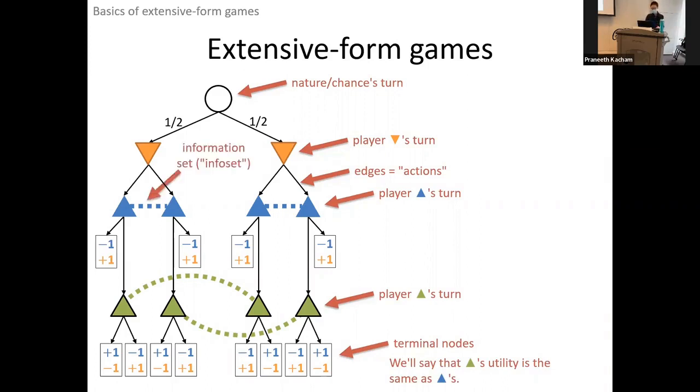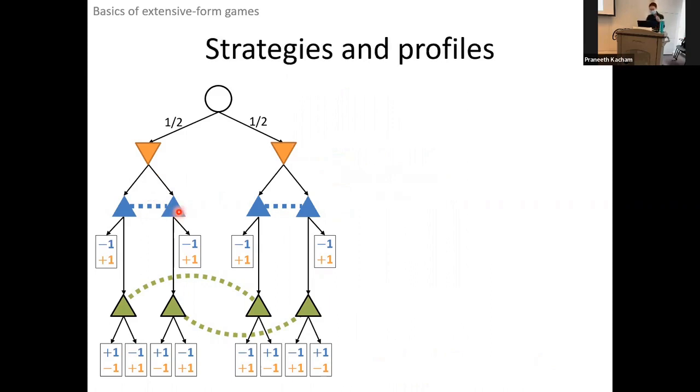These dotted lines indicate information sets. What is an information set? An information set simply means that the player cannot distinguish between those two nodes. So in this case, blue doesn't know whether we're at this node or this node when they're picking an action. To formalize that notion, what is a strategy? An information set means that a player cannot distinguish between those two nodes. So blue doesn't know whether we're here or here. I'll explain what that means concretely in a minute when I talk about strategies.